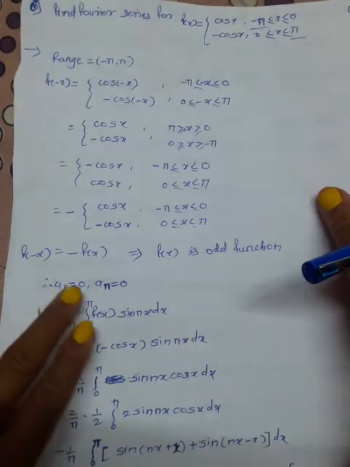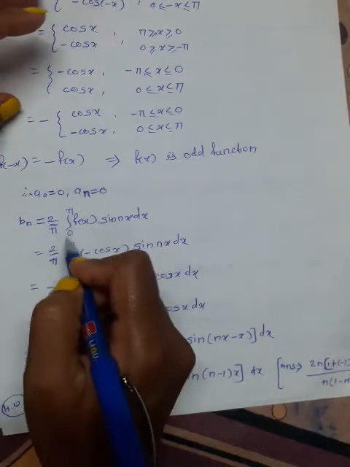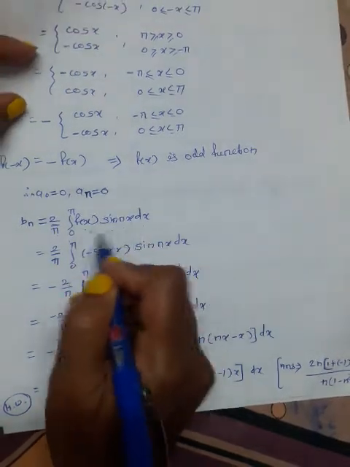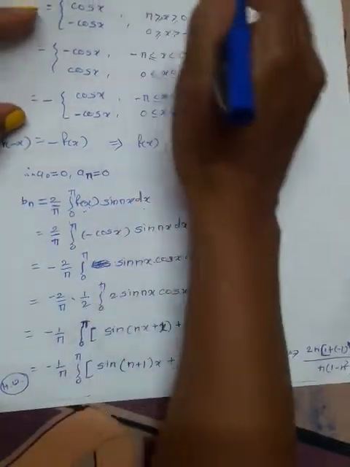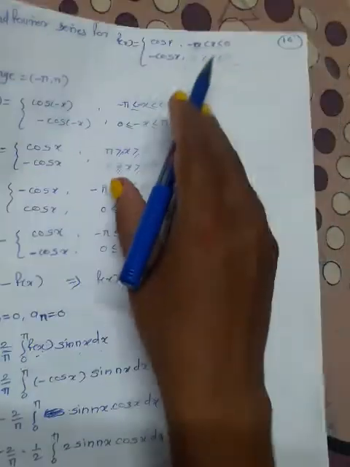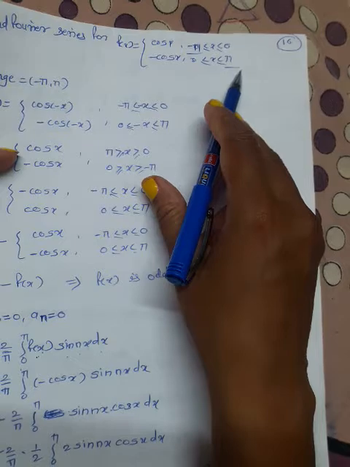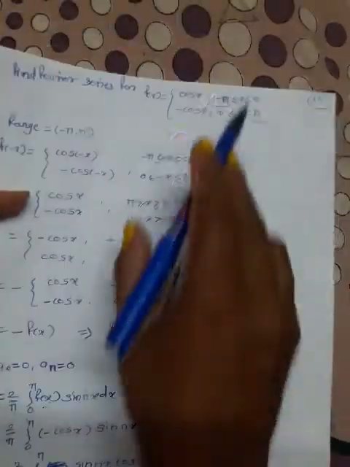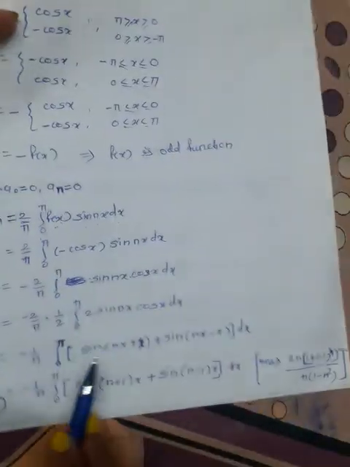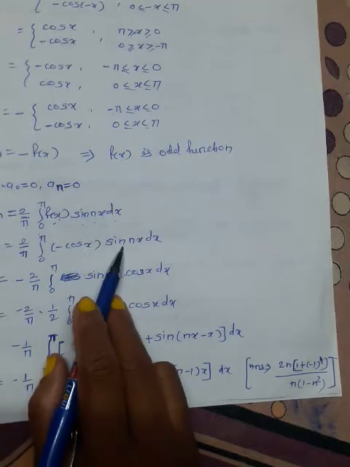For an odd function we know a naught is 0, an is also 0. Therefore we have to calculate only bn. Bn formula is 2 upon pi integration 0 to pi f of x sin nx dx. Put the function values. The function is divided into 2, the first is minus pi to 0, and the second function is in the interval 0 to pi. Here our integration is 0 to pi. In 0 to pi the function value is minus cos x only. Therefore put this value here, f of x is minus cos x, sin nx as it is.